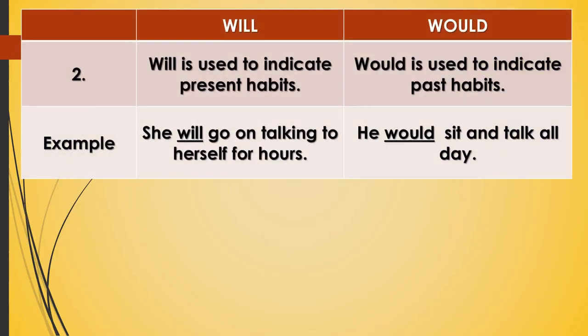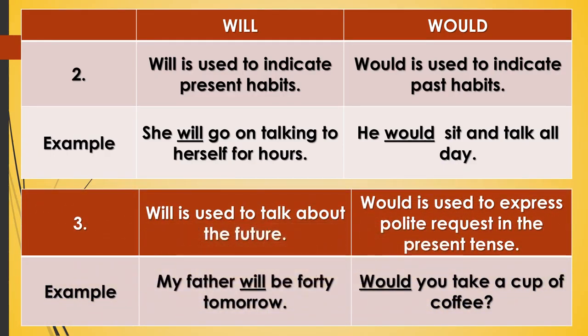Number 2. Will is used to indicate present habits. For example, she will go on talking to herself for hours. While would is used to indicate past habits. For example, he would sit and talk all day. Number 3. Will is used to talk about the future. For example, my father will be 40 tomorrow. While would is used to express a polite request in the present tense. For example, would you take a cup of coffee?